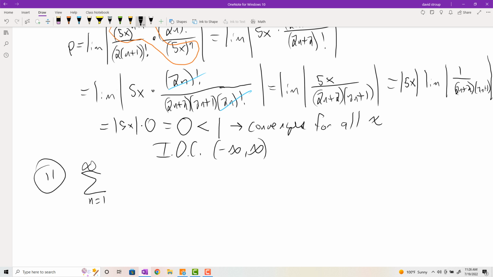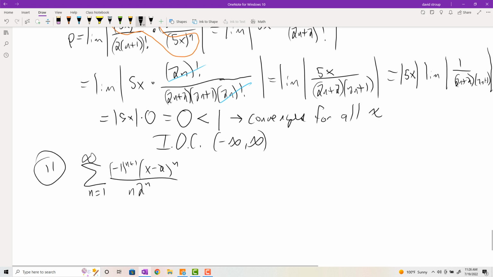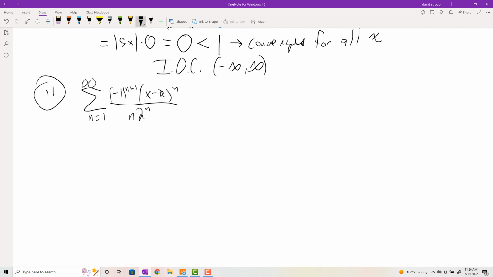So this is the sum from 1 to infinity of (-1)^(n+1) times (x minus 2)^n all over n times 2^n. We begin again with the ratio test. We have rho equaling the limit of the absolute value of, you can disregard the (-1)^(n+1), we'll have (x minus 2)^(n+1) over (n plus 1) times 2^(n+1), times the reciprocal of a sub n, which will be n 2^n all over (x minus 2)^n.